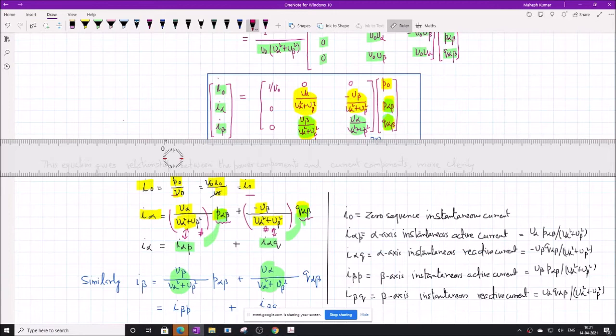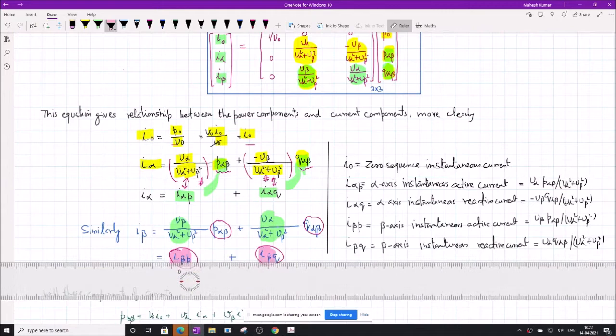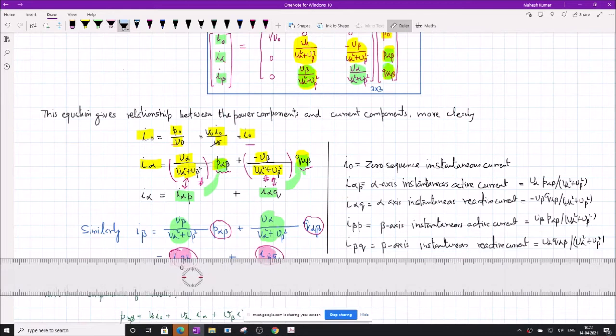Similarly, I beta has two components. You can see one that interacts with P alpha beta, and another that interacts with Q alpha beta. Therefore, they are referred to as I beta P plus I beta Q. So I beta has two components, I alpha has two components, and they are called by proper names. If you look on the right hand side, you can see the names. I0 is called the zero sequence instantaneous current, which is straightforward.